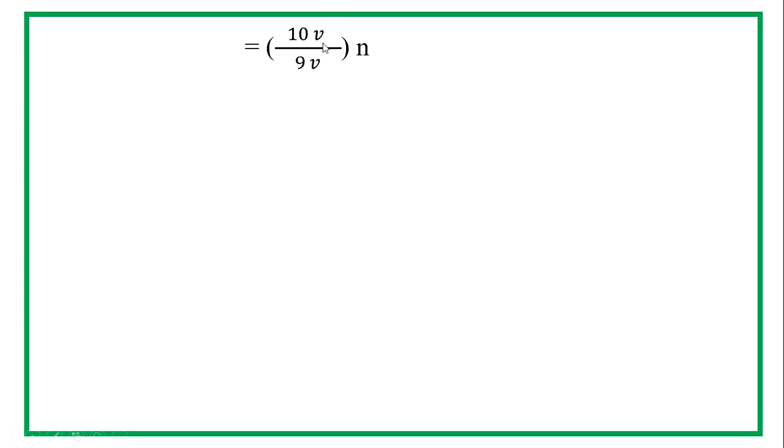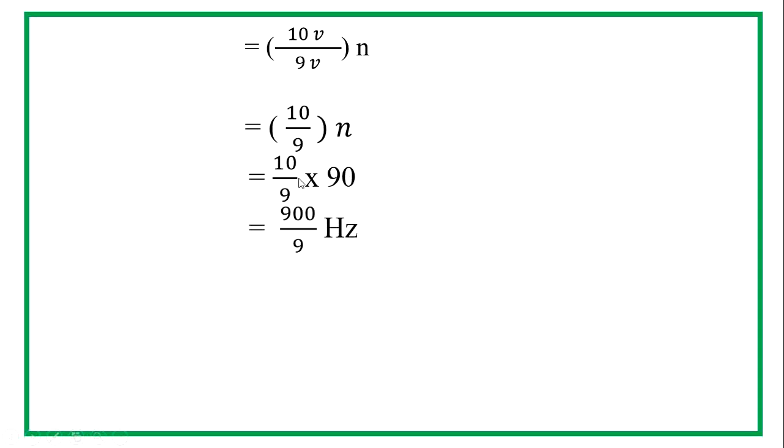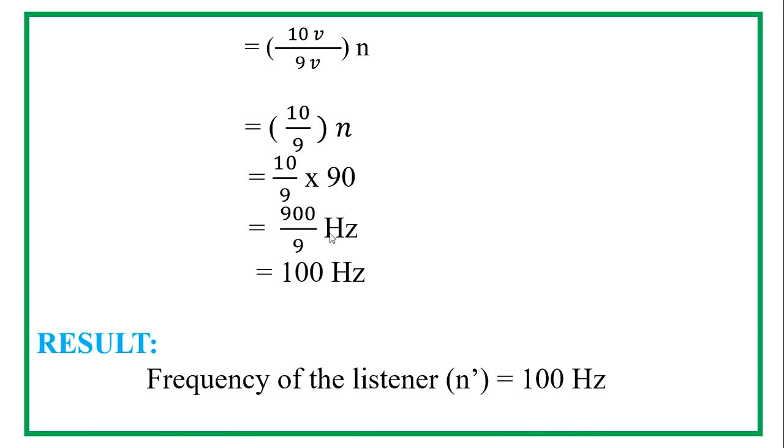Now, V and V get cancelled. So, the remaining term is 10 by 9 into n. Now, we substitute the value for frequency. The value for frequency is 90. So 10 by 9 into 90. When we multiply 10 and 90, we get 900 by 9 hertz. Now when we divide this, we get 100 hertz. Now what is the result? Frequency of the listener n dash is equal to 100 hertz.